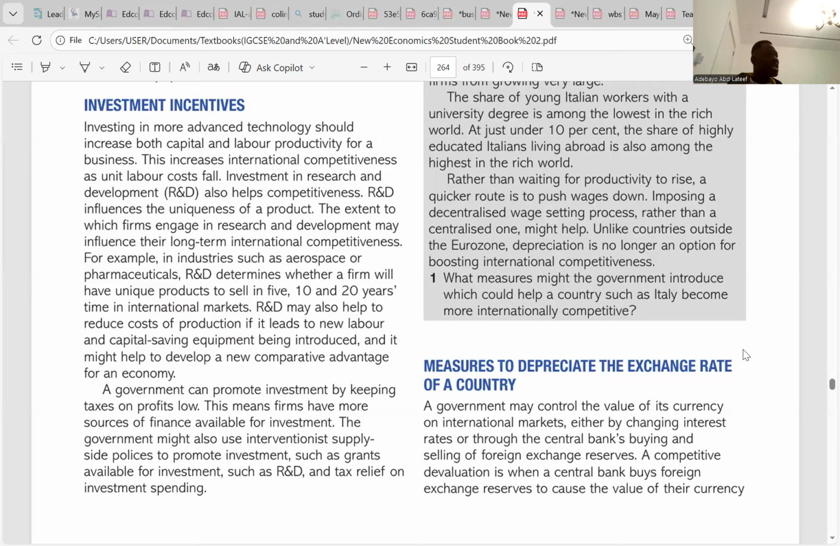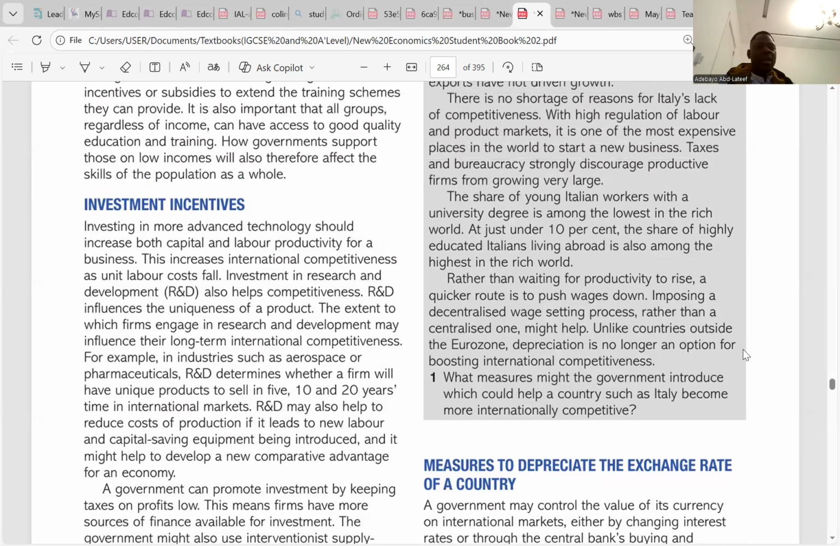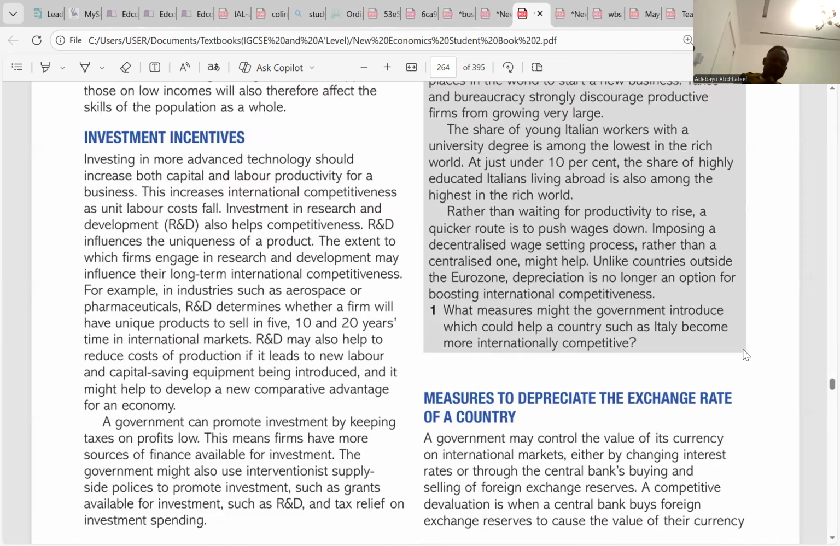But without education, it becomes difficult. So that's about education anyway. We're done with education, and now we go to investment incentives. Investment is about spending on capital goods.